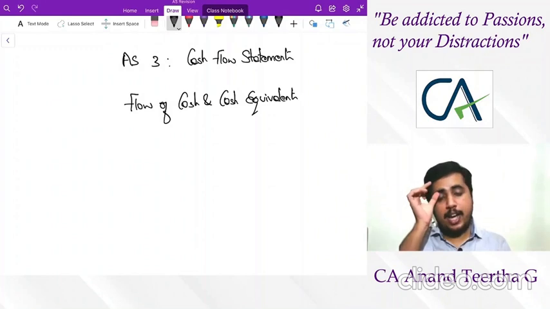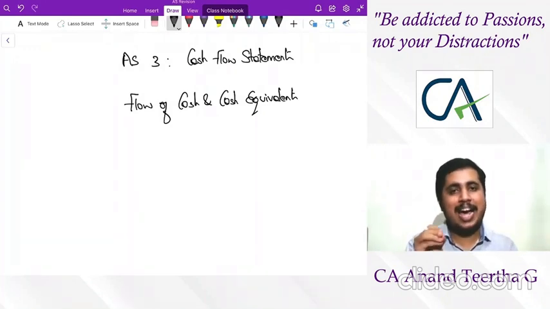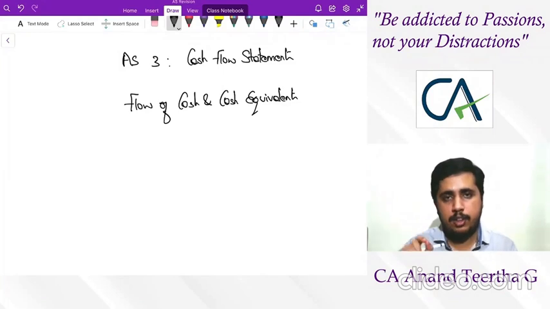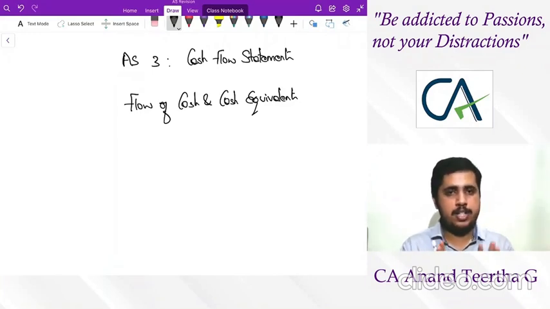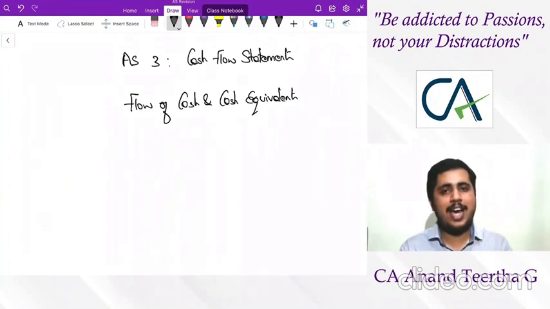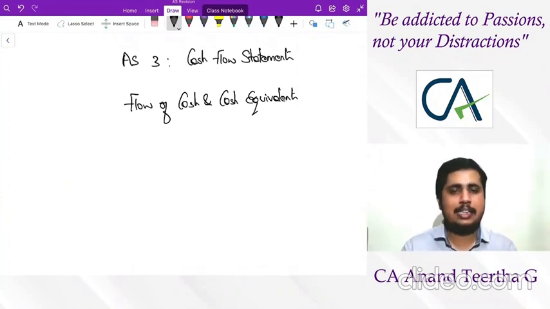So basically in the cash flow statement, we look into the analysis of how cash and cash equivalents flowed in that particular period, for that particular year. Now, when it comes to the cash flow statement, it's basically a statement which tells how the utilization of cash and cash equivalents has taken place.